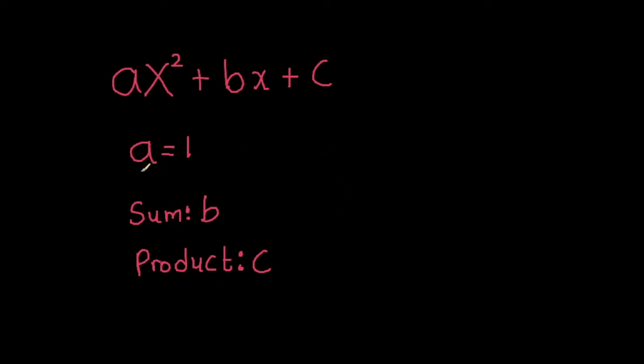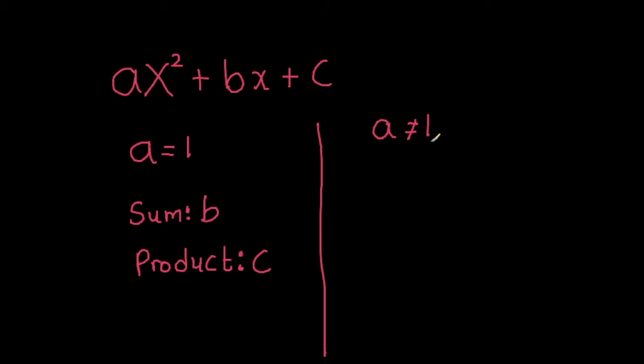Okay, what happens when a is not equal to 1? Let me try to draw a line there. Okay, that's a little bit better. So what happens when a is not equal to 1? How do the requirements change? So a is not equal to 1.